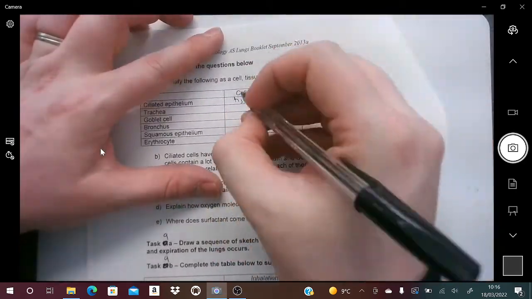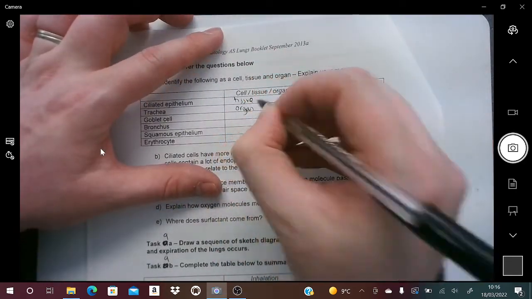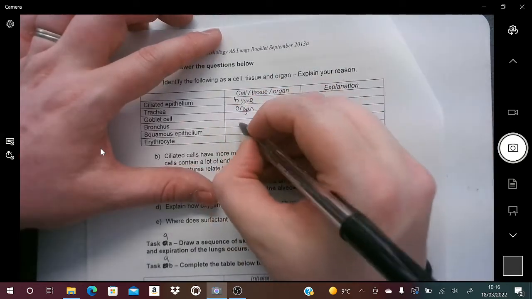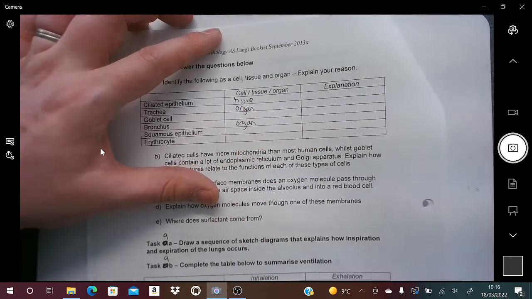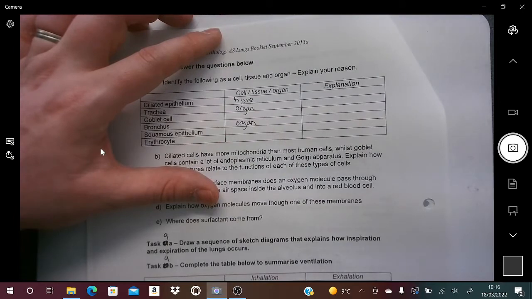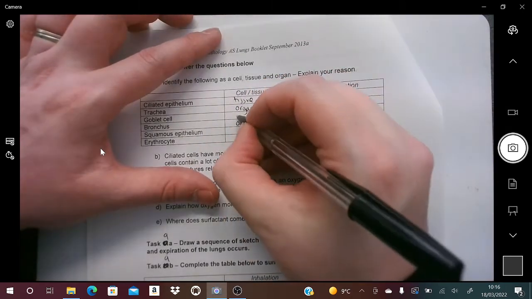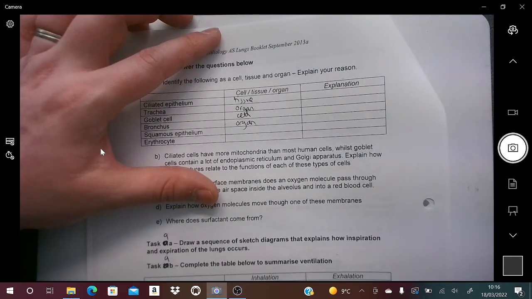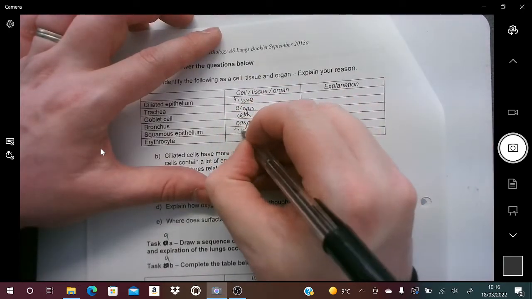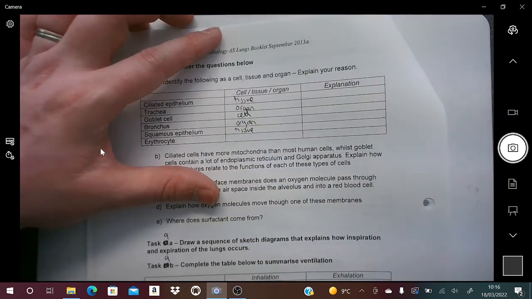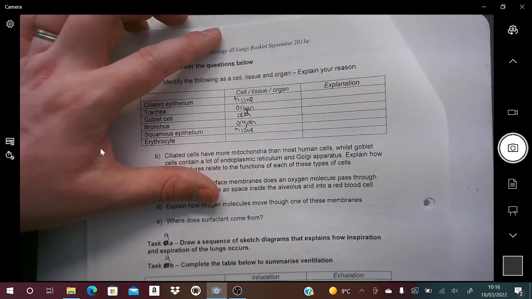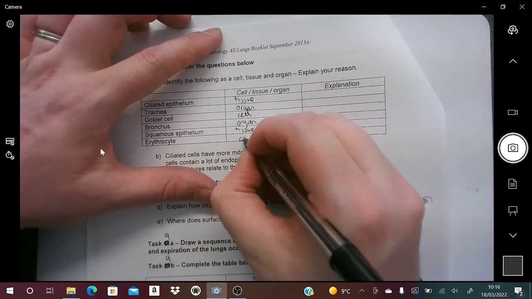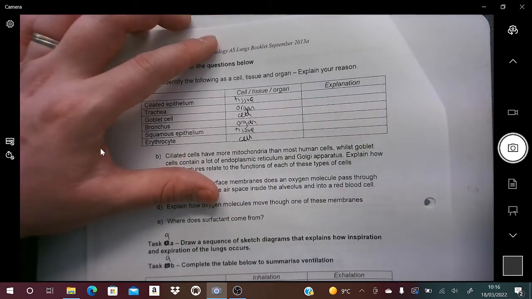Trachea is made of multiple tissues, and therefore has to be an organ. So is the bronchi. Multiple tissues working together. Goblet cell, the clue's in the name, it is a single cell. It is not multiple cells working together, it is a single cell providing that one function, making mucus. Squamous epithelium, like ciliated, is a tissue because it's multiple. To have the function, you need multiple of them. And the erythrocyte, there may be lots and lots, but to perform its function, you just need the single cell.